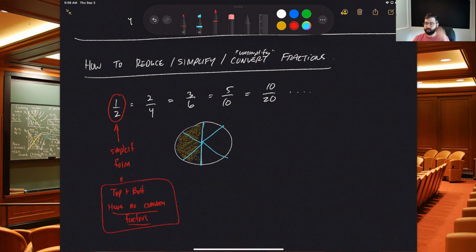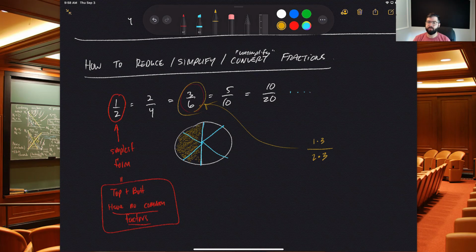Okay, so that's what it means to be in simplest form. So what does that mean? It means all these other ones must have common factors, and they do. If we take a look here at 3/6, if we factorize the top and bottom, meaning write it as a product of their factors, we'd see, well, 3 is prime, so it's just 1 times 3, but 6 can be written as 1 times 6 or 2 times 3.